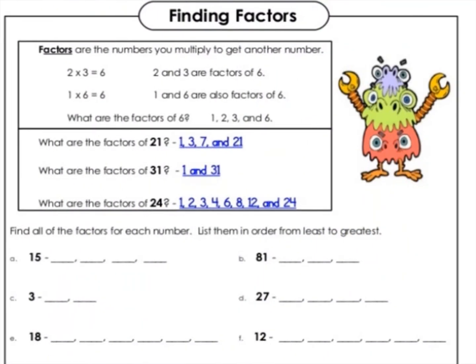Now there is a worksheet of finding factors. Examples are given to you above. With the help of these examples, you have to find all the factors for each number. List them in order from least to greatest, means the smallest factor to the greatest factor. Try to find out in your notebook.